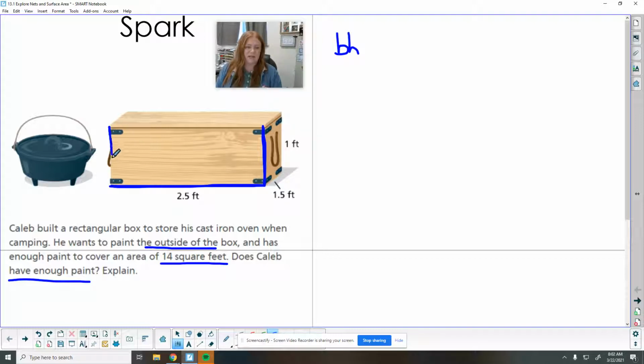So we can look over here. This line's the same, but it doesn't have a measurement. We can come back here. This line is also the same, and it is 1 foot. So the base is 2.5, and the height is 1. So 2.5 times 1 is 2.5. So the front of this is 2.5.